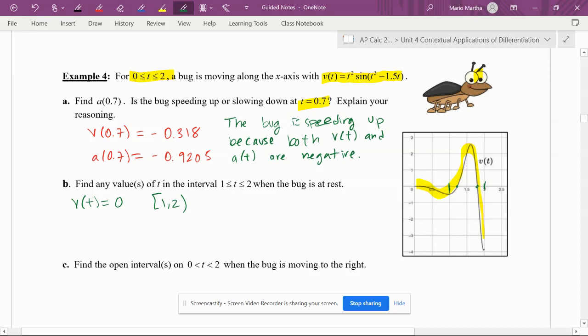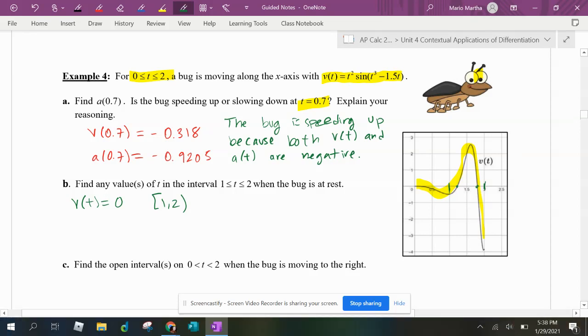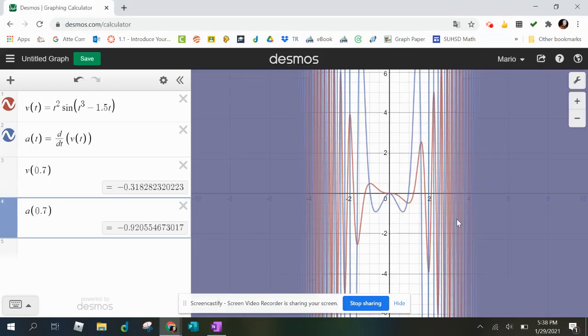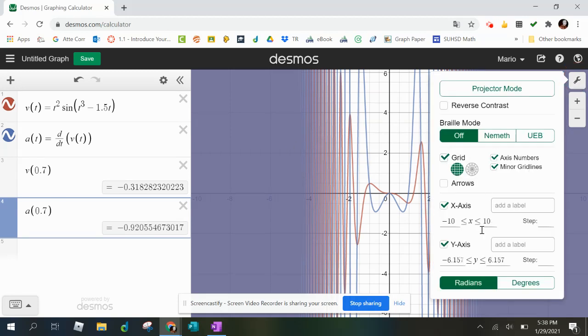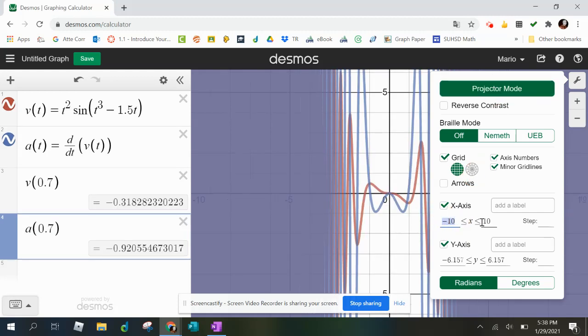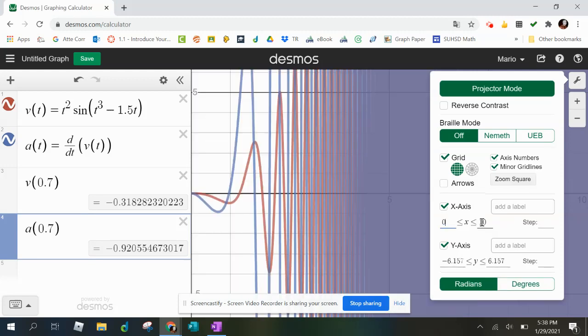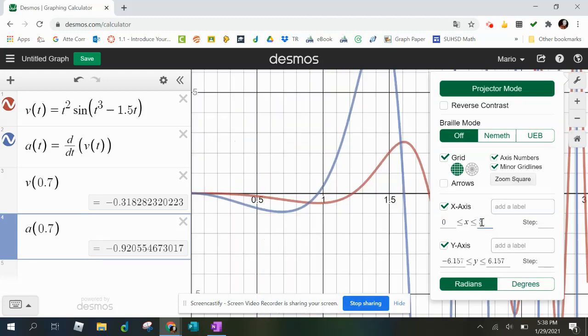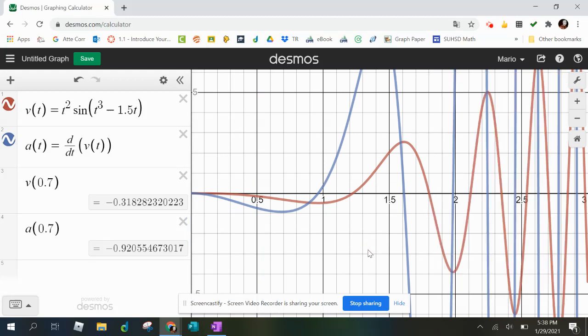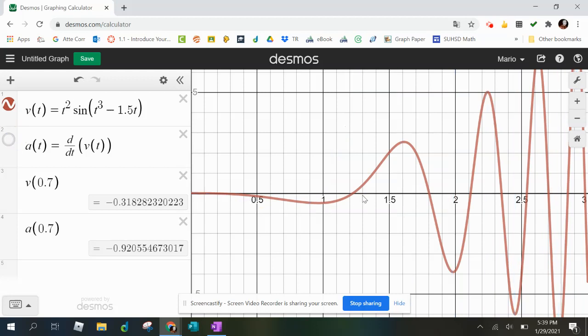All right, then again, we can go back to Desmos. And then you can see the graphs. You can also change the settings here, right? Since they're asking me from 1 to 2, I would do 0 to 3. And then the y-axis, I can just leave it like that. I can see the graph clearly now. So again, be careful here. We're looking at the red graph only. So when does v of t equal 0?